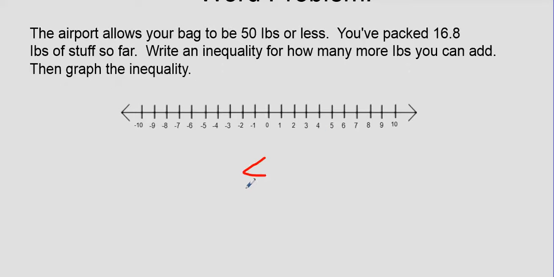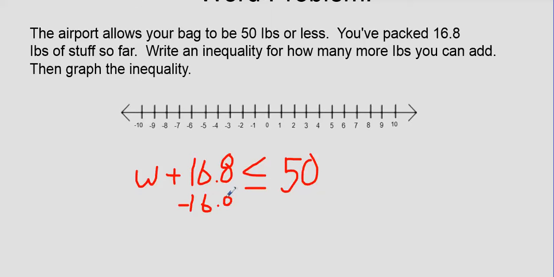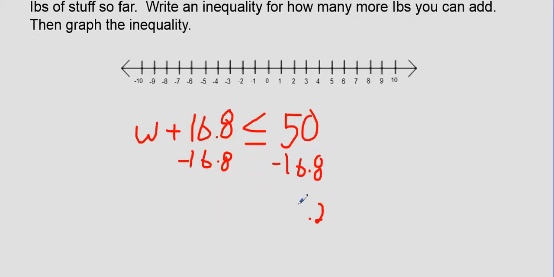So I have a maximum of 50 pounds. I can have up to 50 pounds, so we're going to include the equals part. So I have some amount of weight, we'll call that a W. That's the amount that I can add extra to the 16.8. So I have my 16.8, and I can add some unknown amount of weight to it. Alright, so we'll just subtract the 16.8 from both sides, and then we'll have our solution. So we have a 0.2, we have a 3, and a 3. Alright, so 33.2 is the max amount that I can add to what I already have.